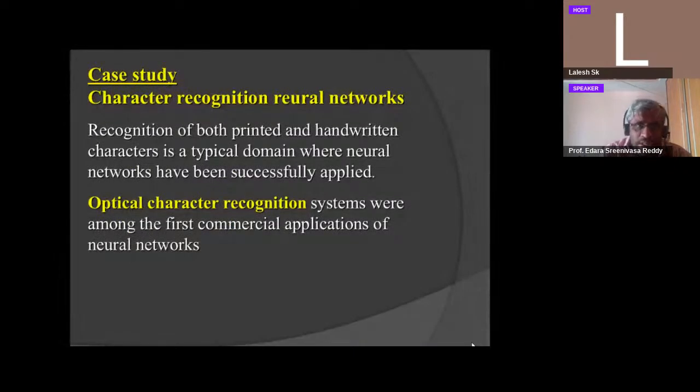The first one is character recognition using neural networks. Both printed and handwritten character recognition is a typical domain where neural networks have been successful. Optical character recognition was among the first commercial applications. Today everybody uses optical character recognition for entrance examinations, like NET, JEE Mains, MSET, everything. They are all optical character recognition, bubbling.